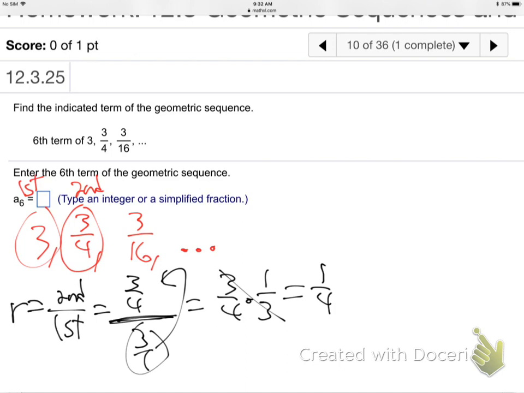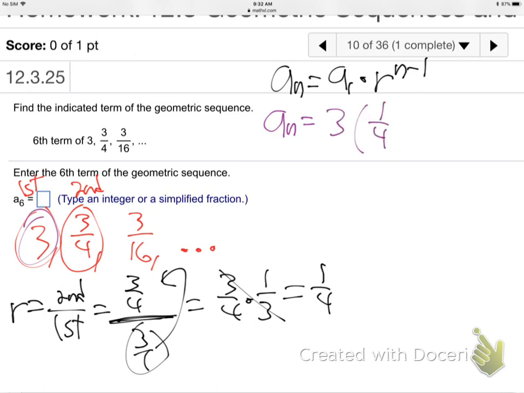Okay, so now let's write down the formula. A(n) is A1 times R to the N minus 1. I give you that right at the top of the test. So, can we use that now? So A sub n is A1. What's A1? 3. First means the first term. 3, times R. R is 1/4, to the n minus 1. So there's the formula by which we can get any term we want.